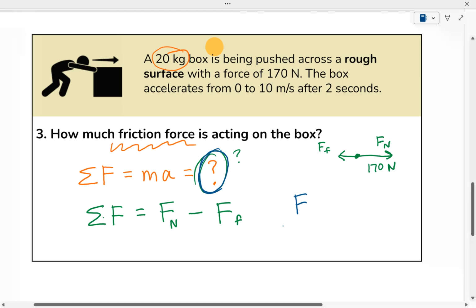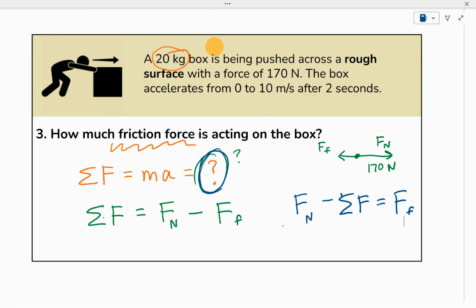So normal force minus that net force will give you the friction force. So follow these steps and input your answer into the form in order to get into the escape room. If you need any help, make sure that you're working with each other and asking Mr. Fossman.